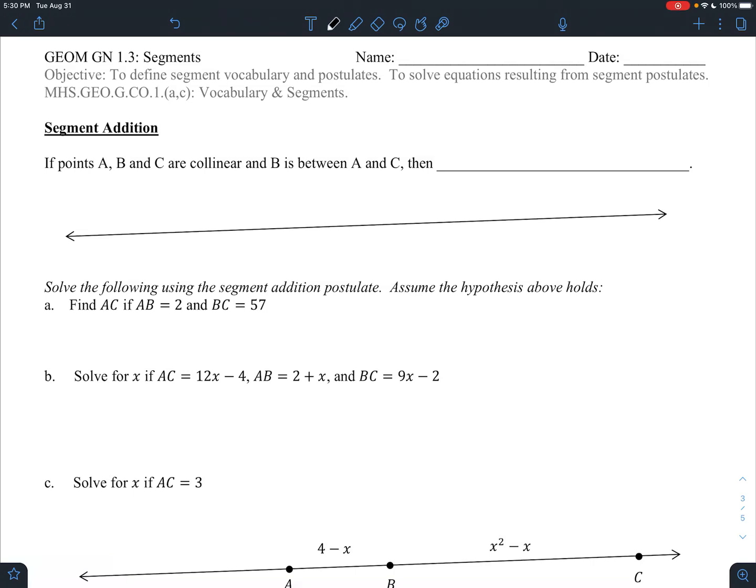All right, so we're going to be talking today about both segments and angles. So very foundational to the rest of this class. So points A, B, and C are collinear, which means on the same line.